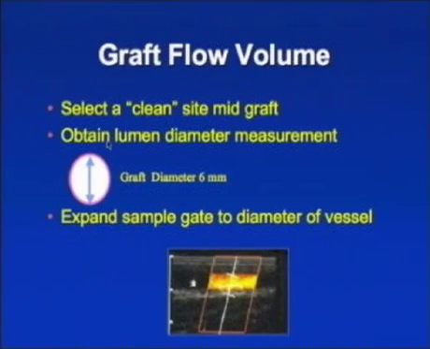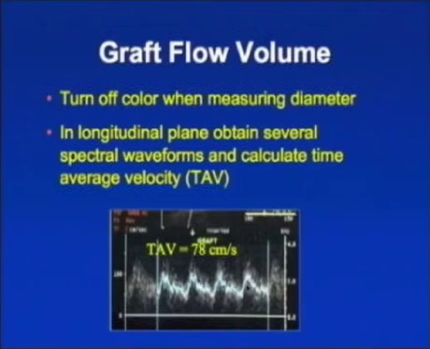We then turn to the cross-sectional image and obtain a lumen diameter, measuring the inner wall to the inner wall. Then we obtain a flow volume measurement and expand the sample volume so it's the entire width of the diameter of the vessel in the long view. In this case I've used color Doppler, but it's best to turn off color Doppler when we're measuring the diameter because the color can obscure the walls somewhat. In the longitudinal plane we obtain several spectral waveforms, and we can also use a slower sweep speed on the Doppler to accomplish this.